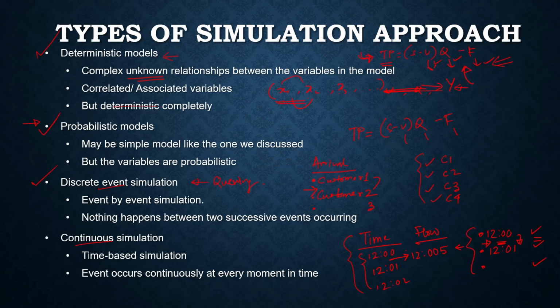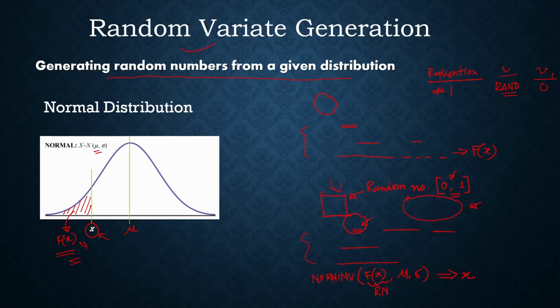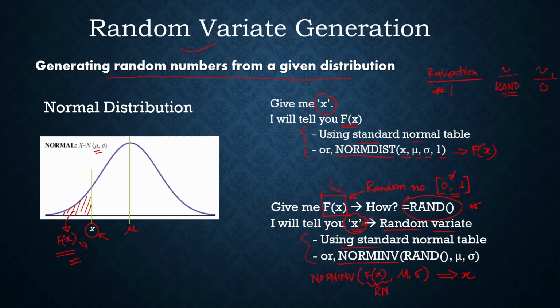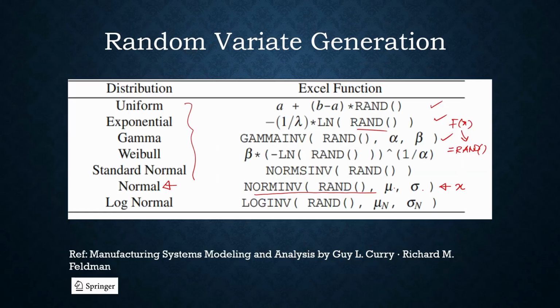And then we classified the simulation approach into four distinct categories. The first one was deterministic models, then probabilistic models, then discrete event simulation, and continuous simulation. And finally, we defined random variates and how to use the RAND function and the inverse functions in Excel in order to determine the random variates. I introduced the Excel inverse functions for probably most of the distributions that are listed here.